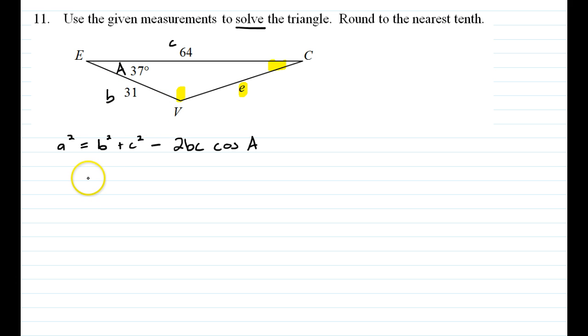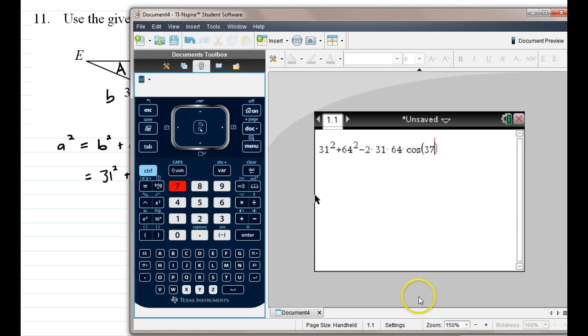Alright, so this is going to be 31 squared plus 64 squared minus 2 times 31 times 64 times the cosine of 37. So let's go ahead and plug that into the calculator. So when you type it into the calculator, one of the great things about the Inspire is that when you type it in, it'll look just like your work does. So now we hit enter, and we get this crazy looking number.